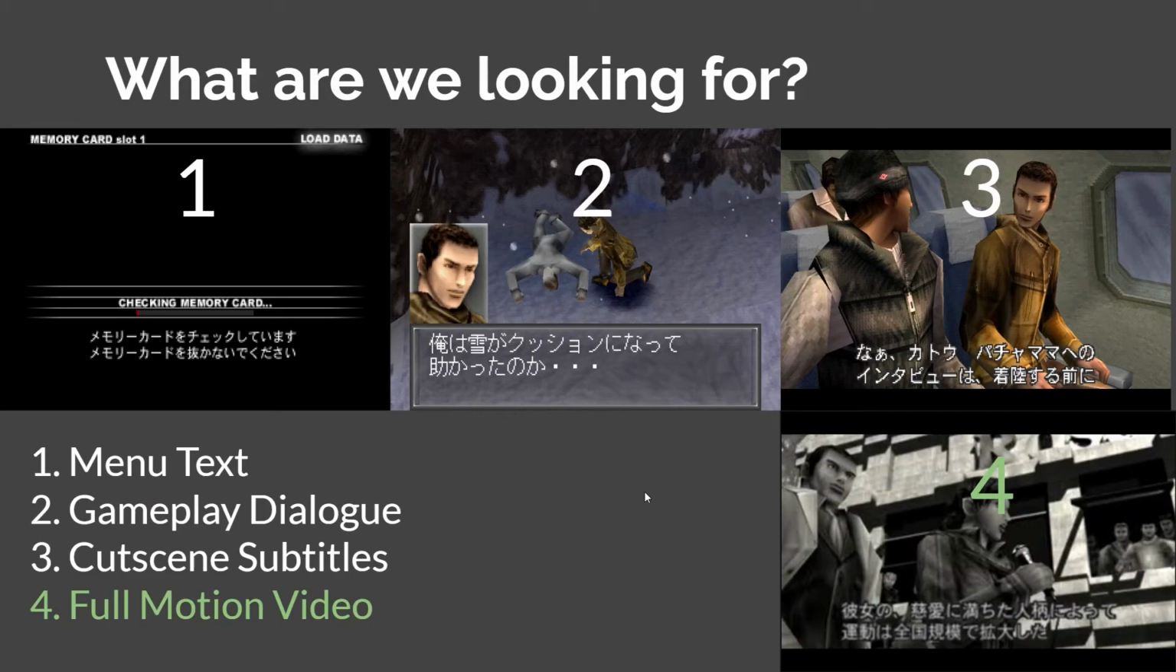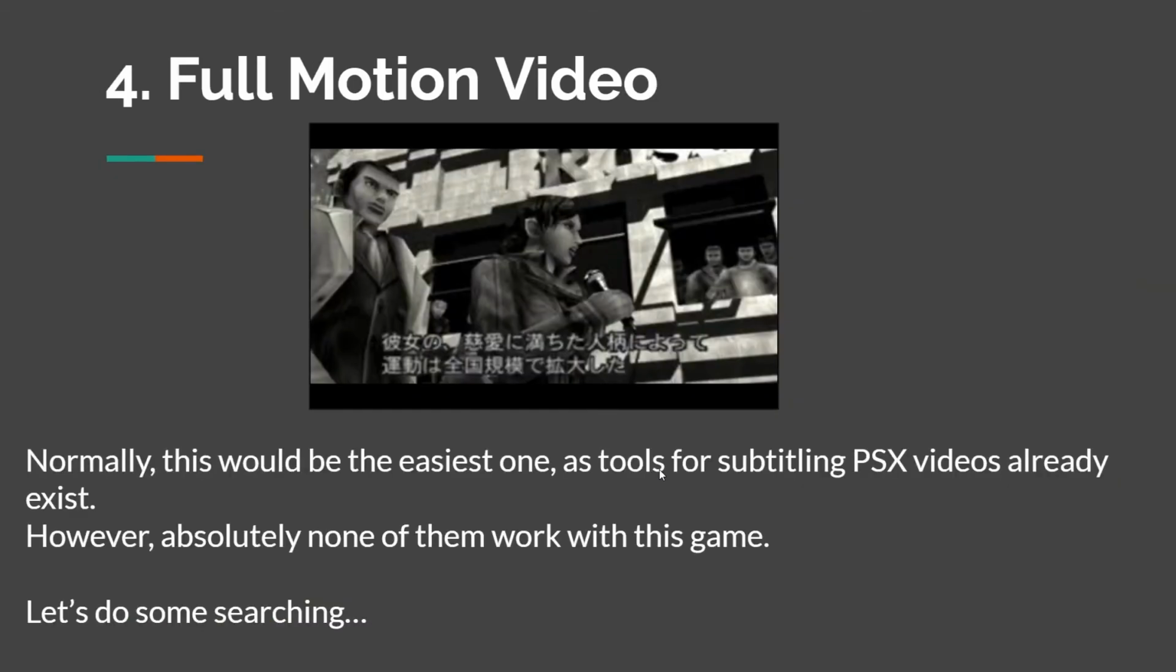So that brings us to full motion video, the FMVs that play at the very start and end of the game. Normally, this would be easy. There are tools for subtitling PlayStation 1 videos already, but there's a problem. None of them worked on this game, and I couldn't understand why. Let's take a look on Google. Well, this is what I found.